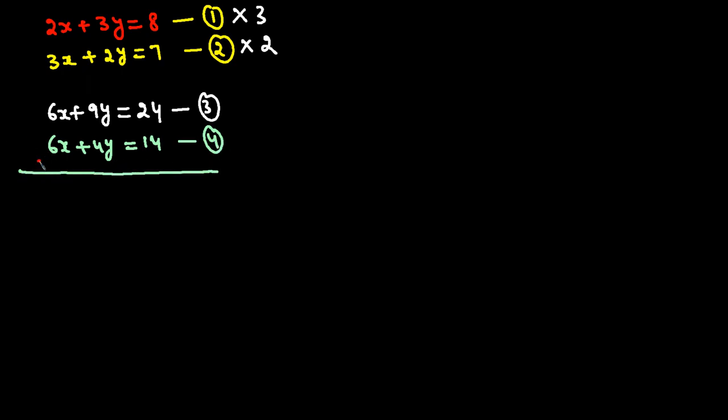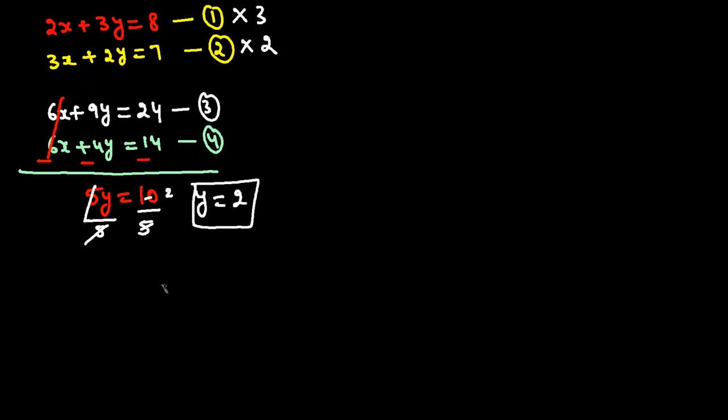Right? So negative sign, negative sign, negative sign, you're subtracting them. So 6x minus 6x cancels out. 9y minus 4y gives you 5y. 24 minus 14 gives you 10. Okay, what is the next step? Want to get rid of this 5. Divide by 5. Cancel, cancel. 5 times 2 is 10. Therefore, y is equal to 2.